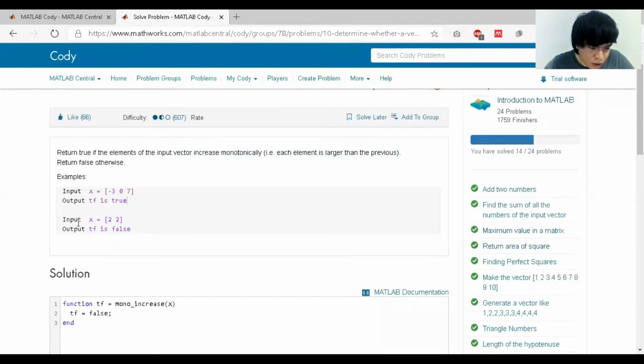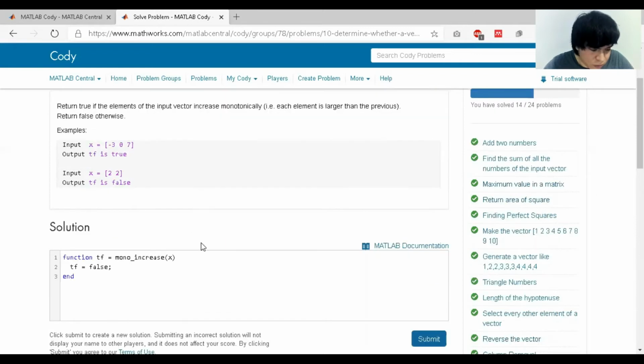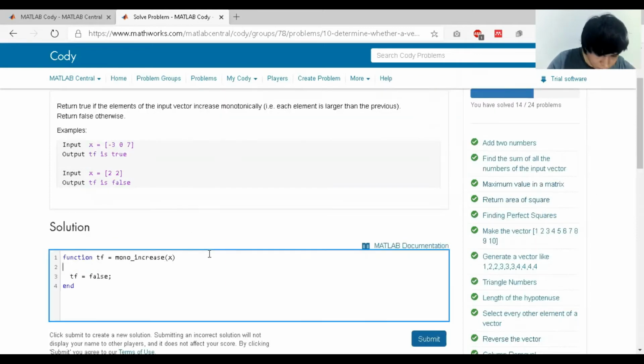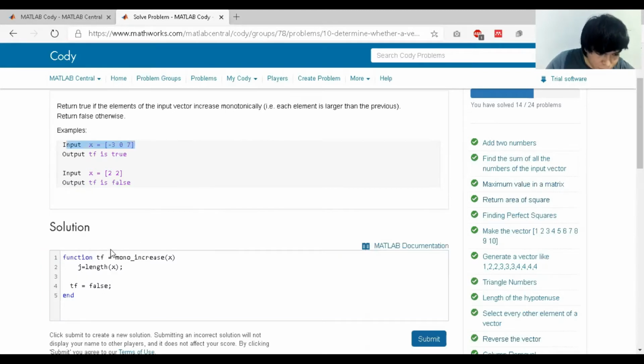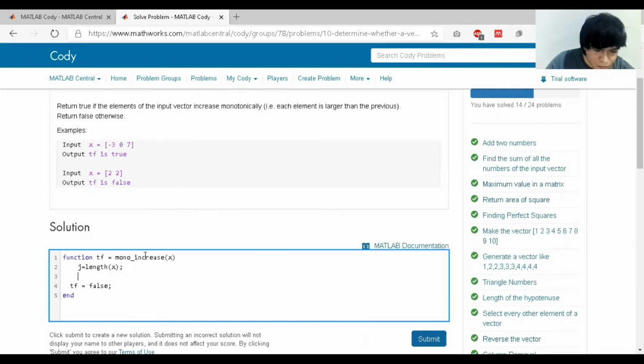we keep going. And another example where since the values are the same, it is considered that they are not monotonically increasing. So the answer is gonna be false. Okay. First, we're gonna have the length of the vector, so we know how big the vector is gonna be. And with that, we can know how many iterations we are gonna make.